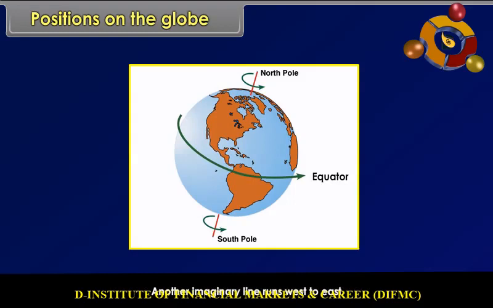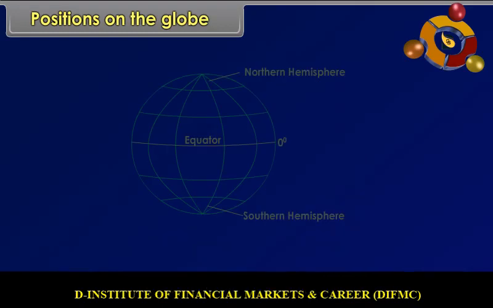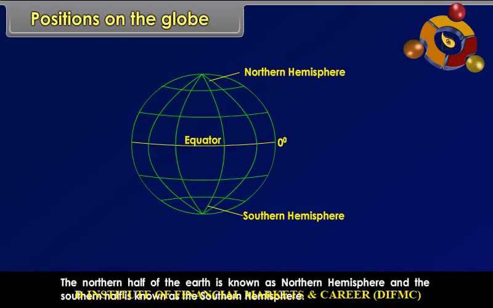Another imaginary line runs west to east. It divides the Earth into two equal parts. This imaginary line is known as the Equator. The northern half of the Earth is known as Northern Hemisphere and the southern half is known as the Southern Hemisphere.